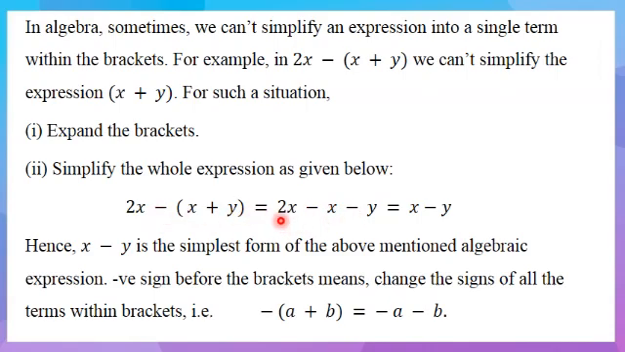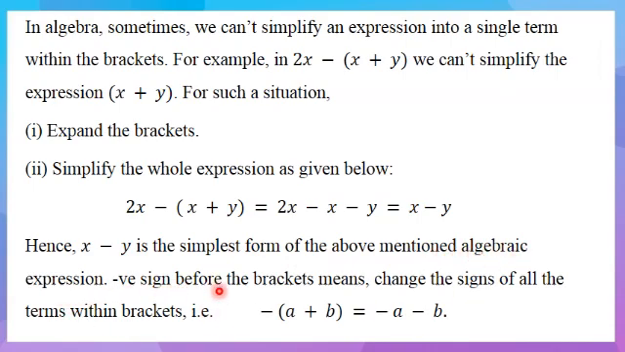And as you are observing that 2x and x, they are like terms, so we can easily subtract them. From the 2 I will subtract 1. 2 minus 1 is equal to 1x, and normally we are not writing 1 as a coefficient. So the final answer is x minus y. Hence, x minus y is the simplest form of the above mentioned algebraic expression.